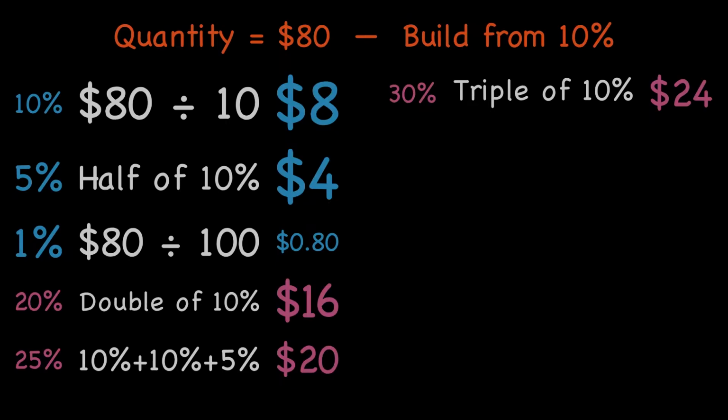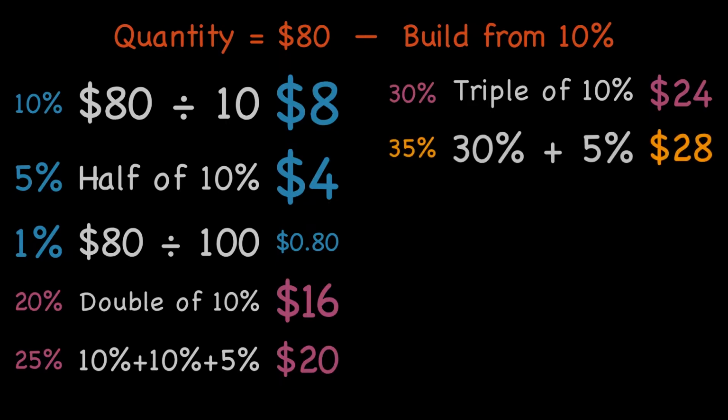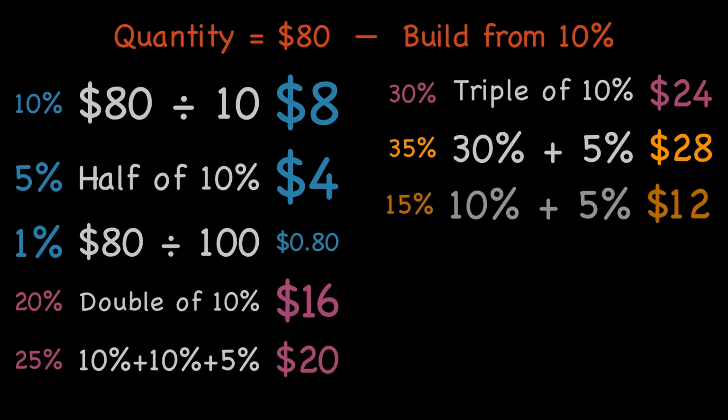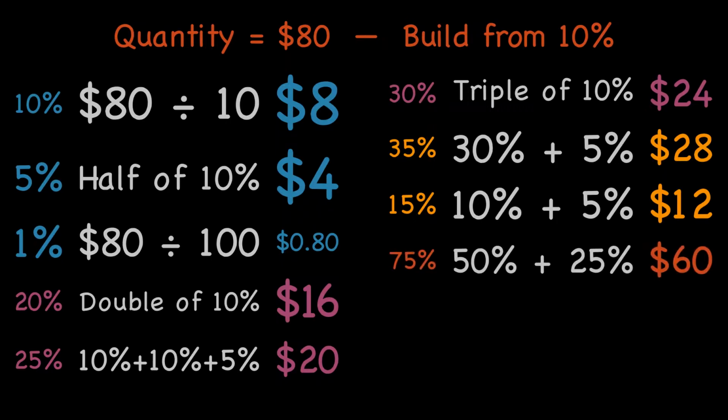30%, triple of 10% equals $24. 35%, 30% plus 5% equals 24 plus 4 equals $28. 15%, 10% plus 5% equals 8 plus 4 equals $12. 75%, 50% plus 25% equals 40 plus 20 equals $60. See the pattern? Everything builds from 10%. You never need to do messy decimal multiplication. You just add and halve.